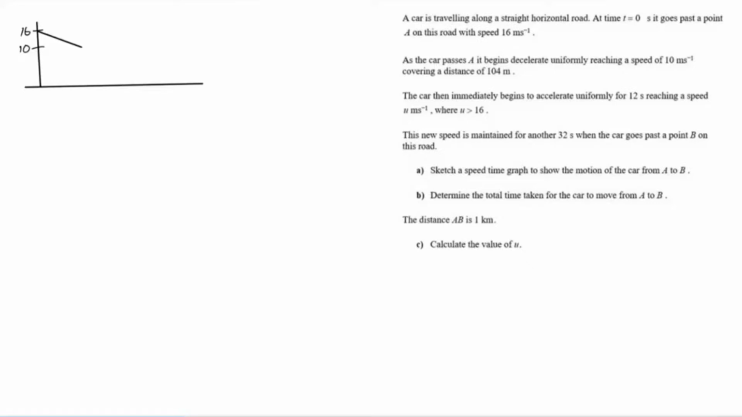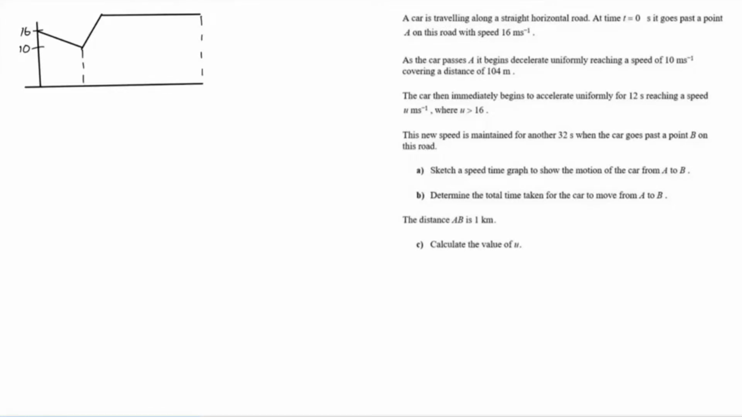After that, we're told that immediately the car begins to accelerate uniformly for 12 seconds, reaching a speed of u. So I'm going to show some acceleration here, and I've been told that u is greater than 16, so it should get to a speed above what it had before. After that, the car maintains this new speed for 32 seconds. So the new speed is maintained, constant speed, constant velocity. We show that as a horizontal line.